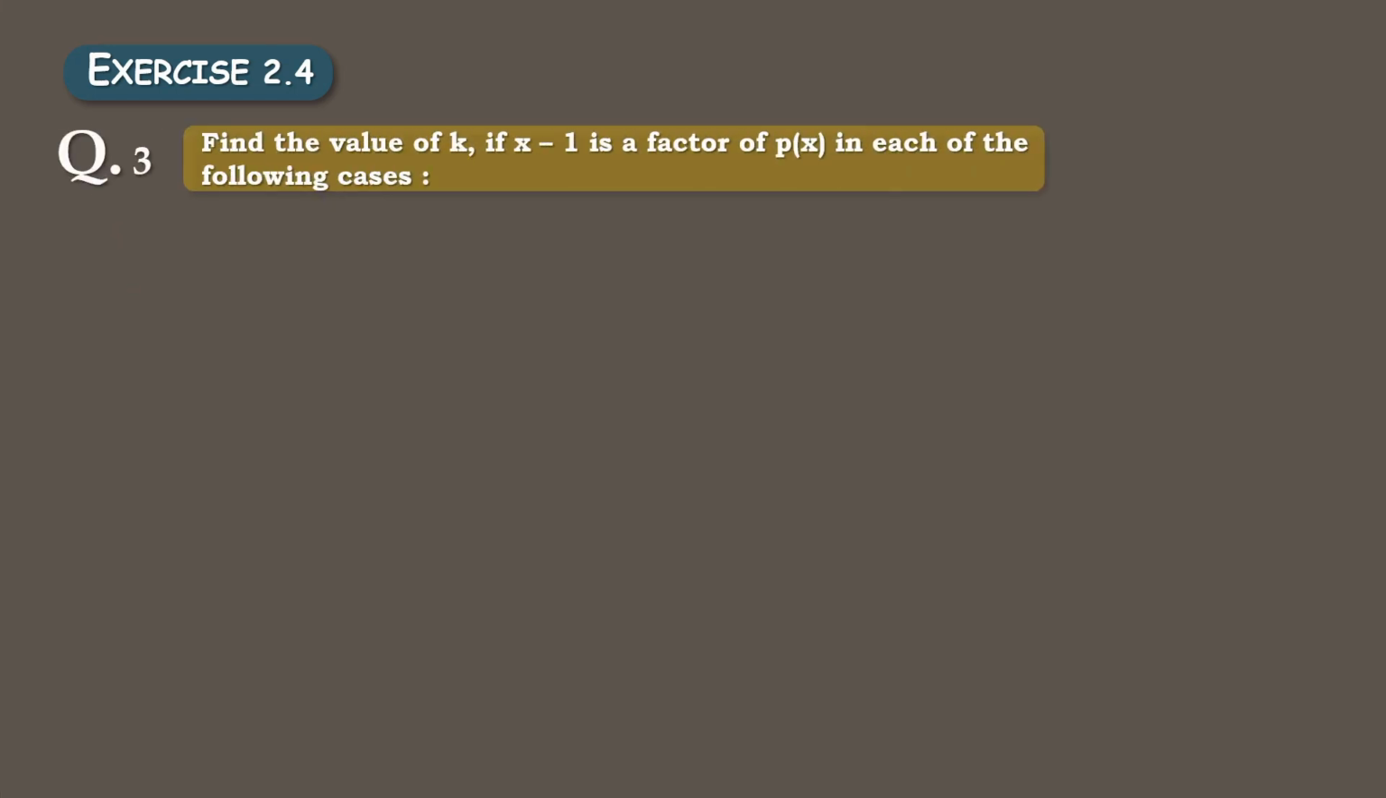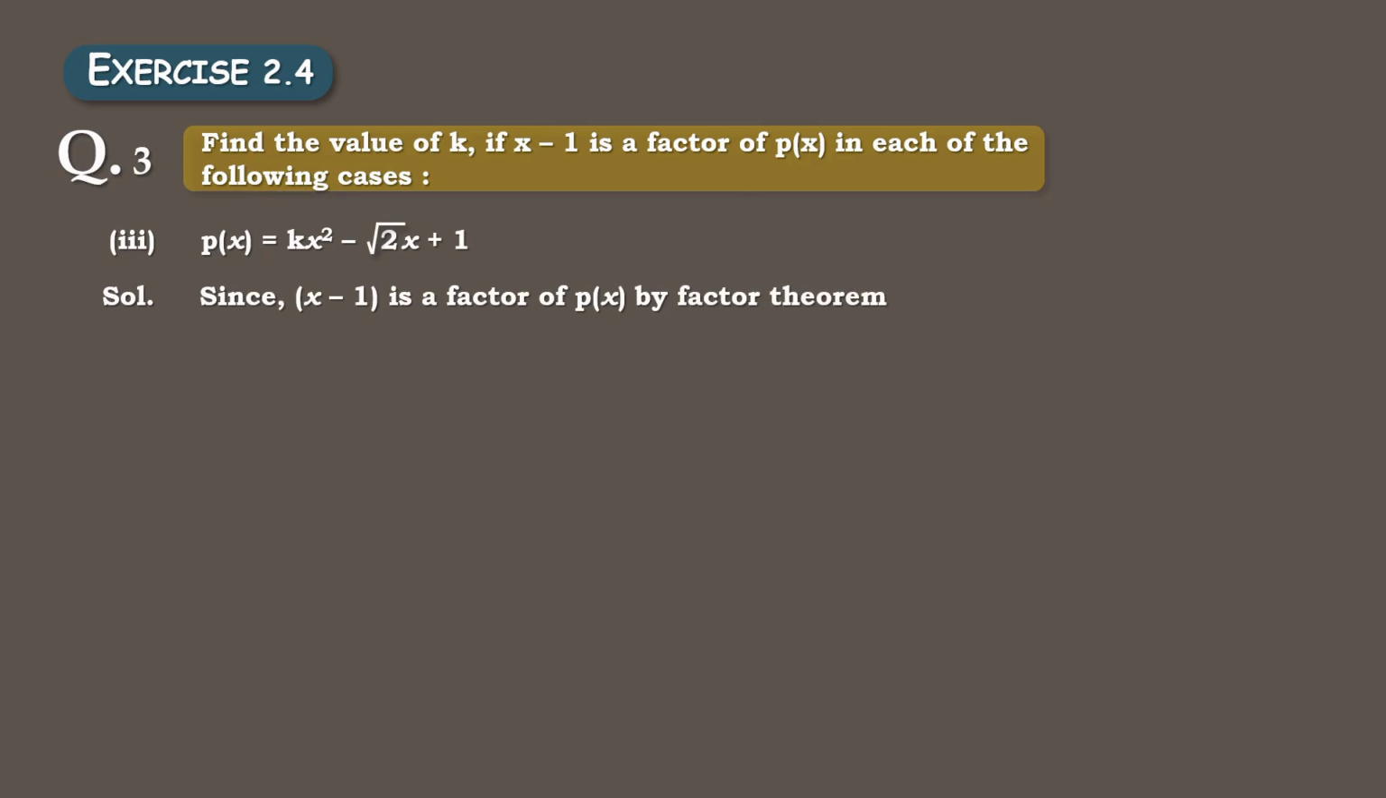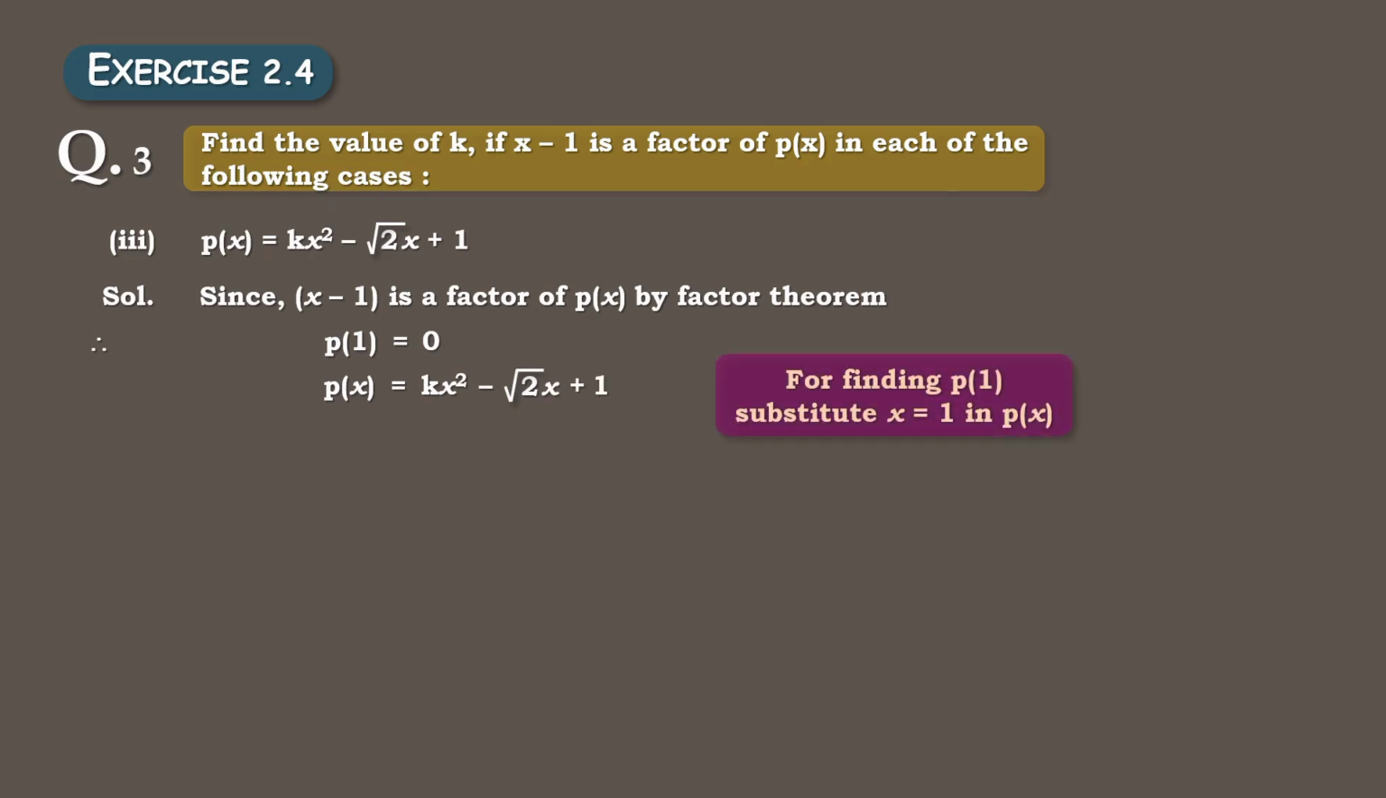Question 3, Part 3. The question asks us to find the value of k, given that x minus 1 is a factor of the polynomial p of x. The given polynomial is kx squared minus root 2 multiplied with x plus 1. According to the factor theorem, if x minus 1 is a factor of p of x, then the value of the polynomial at x equal to 1 must be 0. So first, we substitute x equal to 1 in the polynomial p of x.